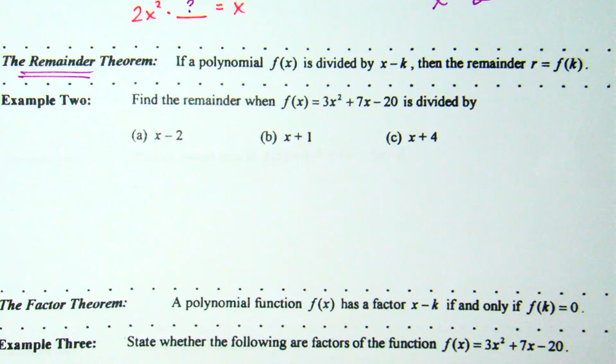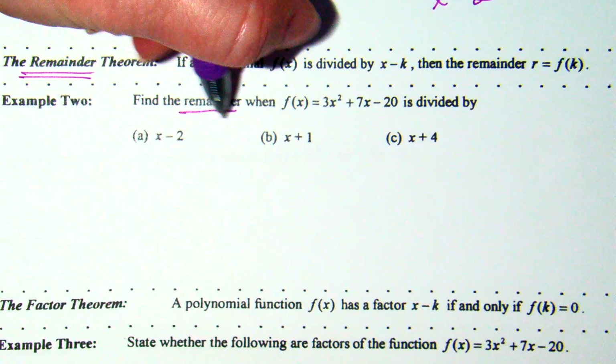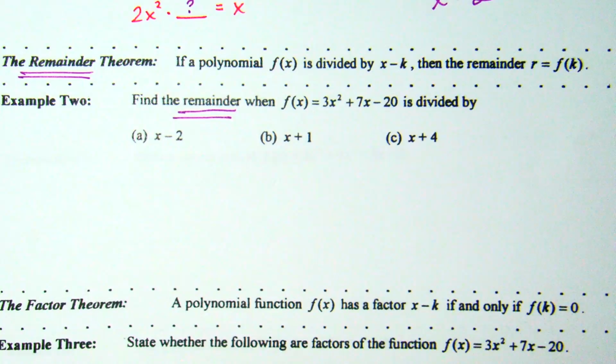And there are several uses that we will go over in the next couple of days of how the remainder can help us, just knowing if there's a remainder or not. So, let me explain this with this problem. Example 2 asks us to find the remainder when f of x is 3x squared plus 7x minus 20 and is divided by each of these. So we've got A, B, and C. So you could take 3x squared plus 7x minus 20 and you could use long division and divide it by x minus 2. And you could get a remainder, yes? That is one way to do this problem.